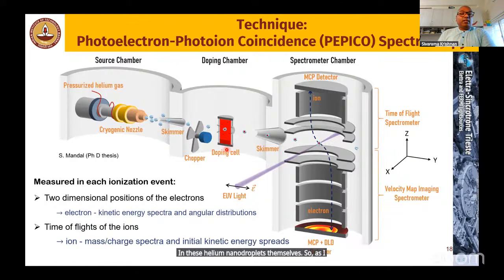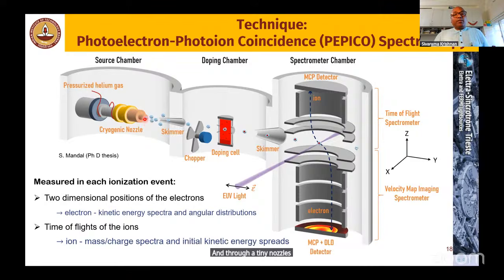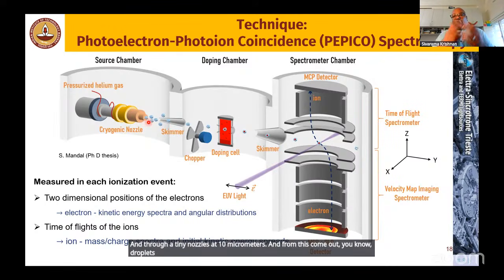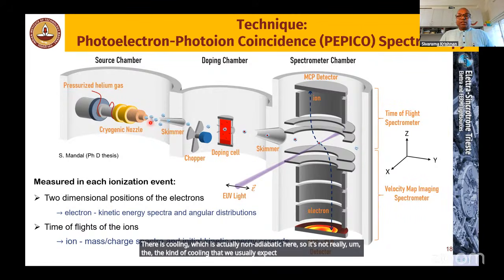So as I said earlier, helium nanodroplets are produced using a cryogenic copper nozzle from which pressured helium gas is made to squirt out at a high pressure, 50 to 100 bar, and through a tiny nozzle, say 10 micrometers, and from this come out droplets of helium. They are actually not coming out always from the liquid phase in the nozzle. They often are in the gas phase while the gas comes out and expands. Due to the expansion, there is cooling which is actually non-adiabatic here, so it's not really the kind of cooling that we usually expect under gentler conditions.